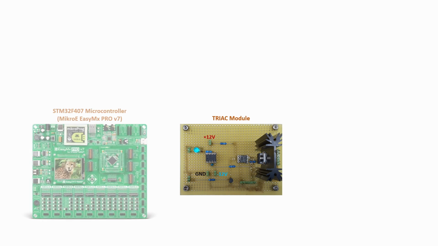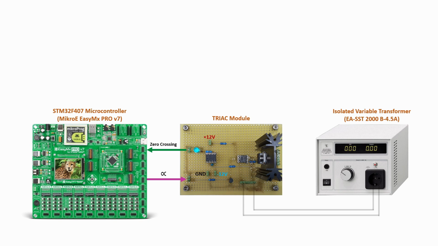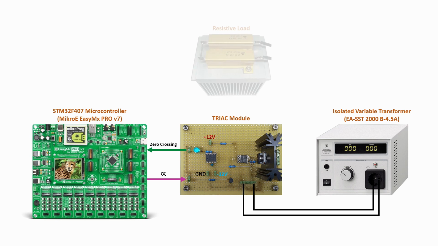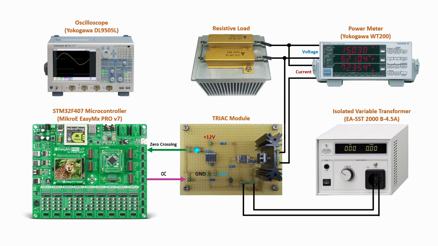First of all, let's connect the TRIAC module to the STM32. Then we hook up an isolated variable transformer to the power stage. Next, we connect a resistive load and a digital power meter to the power stage output. Finally, we add 4 oscilloscope probes to the following signals. Always keep in mind your ground referenced potentials.